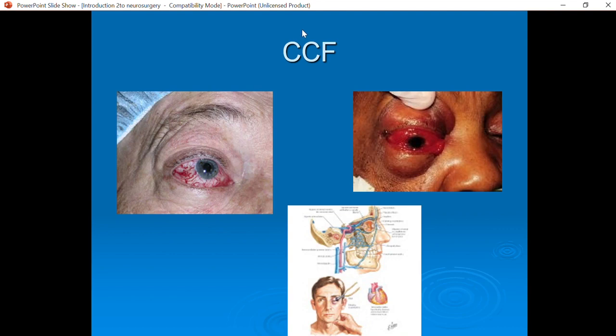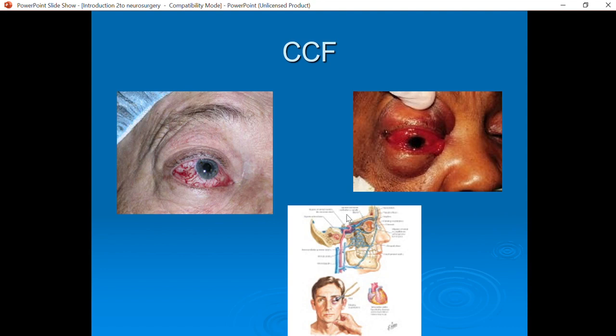This is a case of carotid cavernous fistula. This lady, this is not subconjunctival hemorrhage. These are congested vessels because of carotid cavernous fistula. Carotid cavernous fistula means this is the carotid artery, this is the cavernous sinus, and you know the carotid artery passes through the cavernous sinus.